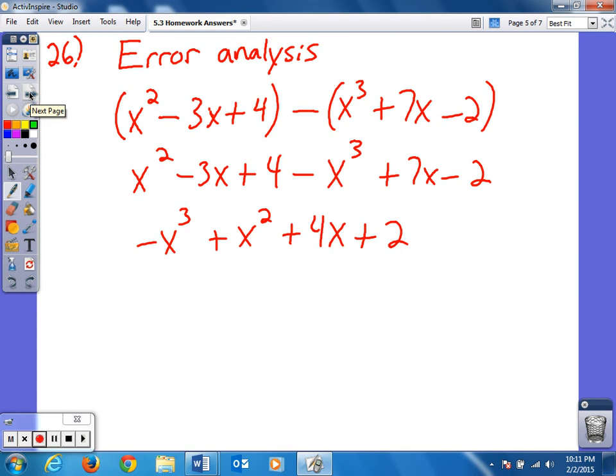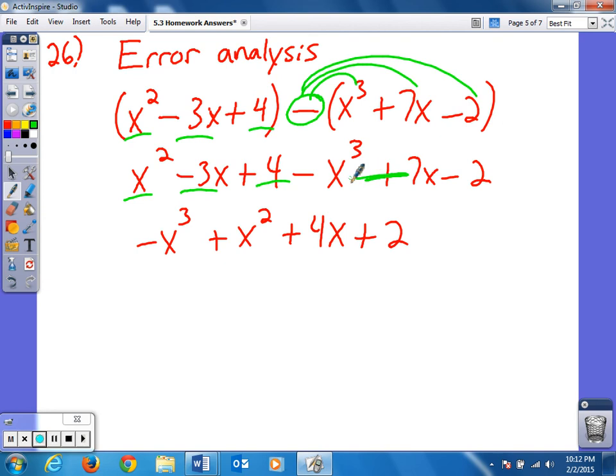For this error analysis, we're going to need to look carefully at the second set of parentheses. The first set of parentheses, we can just copy everything down as is. So the x squared becomes x squared, negative 3x to negative 3x, 4 to 4, that's all fine. The issue comes with this negative right here not being distributed through the parentheses. So we should have the negative x cubed, then negative 7x, and then positive 2. And then combine like terms from there.